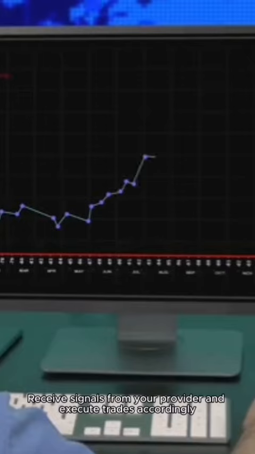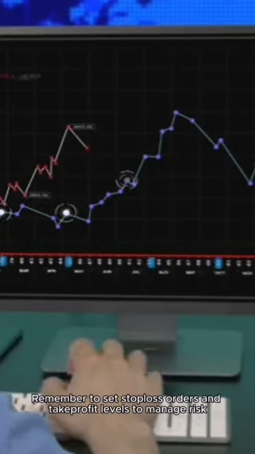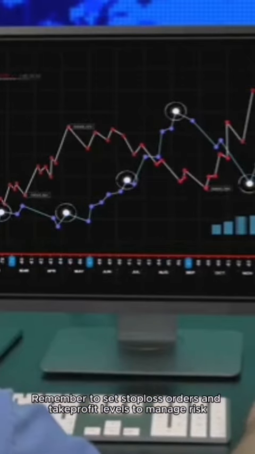Number 4. Receiving and acting on signals. Receive signals from your provider and execute trades accordingly. Remember to set stop-loss orders and take profit levels to manage risk.